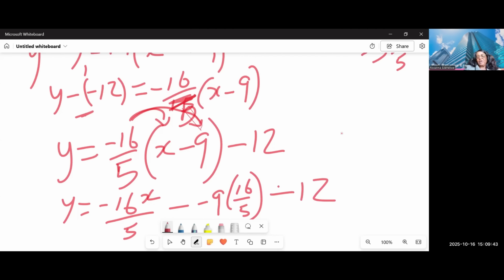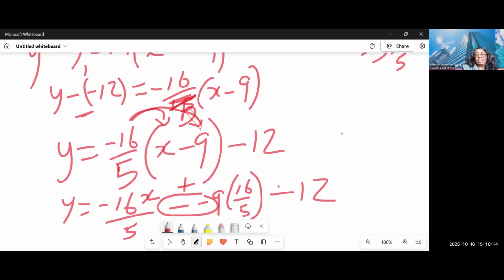If I simplify 5 times 9, and by the way, this is negative times negative, so it becomes positive. 5 times 9 is 45. 45 plus 16 is going to give me 61. So I have 61 over 5 here.